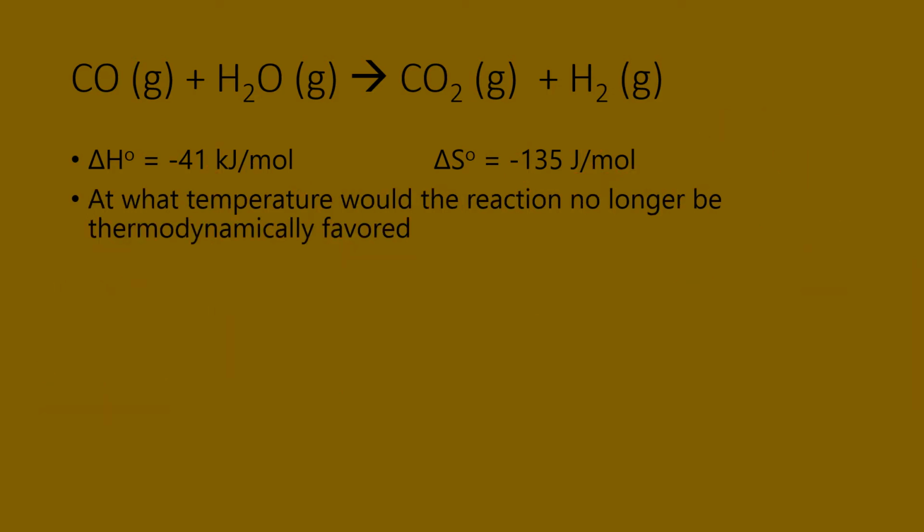Okay, same equation, but we're looking for different information. It asks, at what temperature would the reaction no longer be thermodynamically favored? Remember, at 0 or less than 0, it's no longer thermodynamically favored. So our equation is delta G is equal to delta H minus our temperature in Kelvin times delta S.